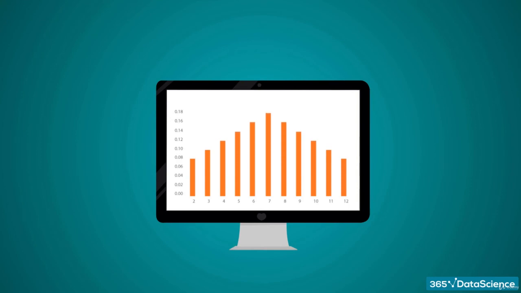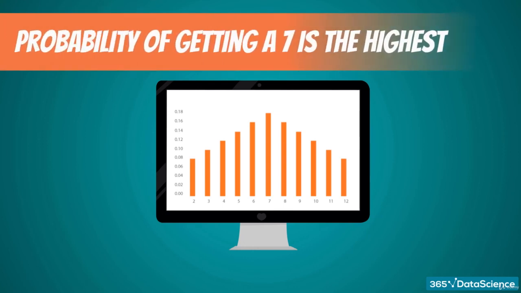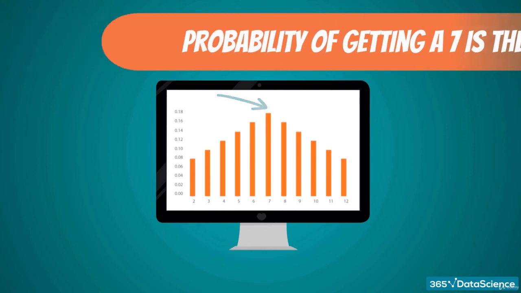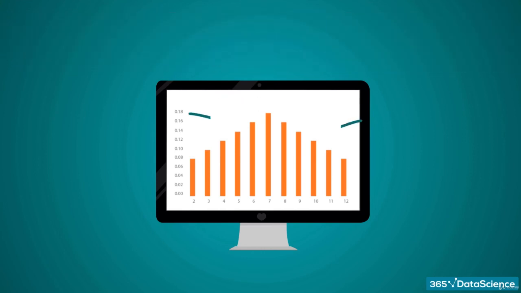Looking at it, we can easily understand that when rolling 2 dice, the probability of getting a 7 is the highest. Moreover, we can also compare different outcomes, such as the probability of getting a 10 and the probability of getting a 5. It's evident that it's less likely that we'll get a 10.